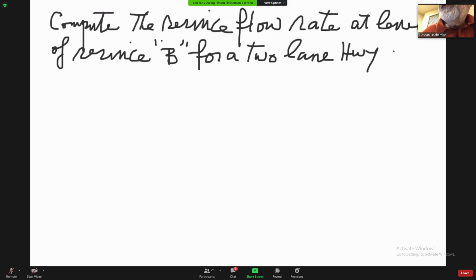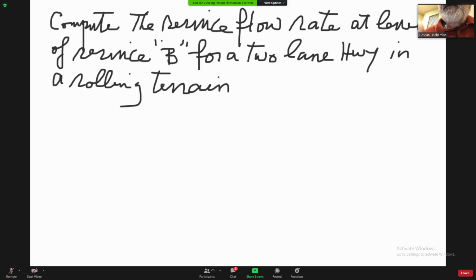In a rolling terrain. Two-lane roadway on a rolling terrain.